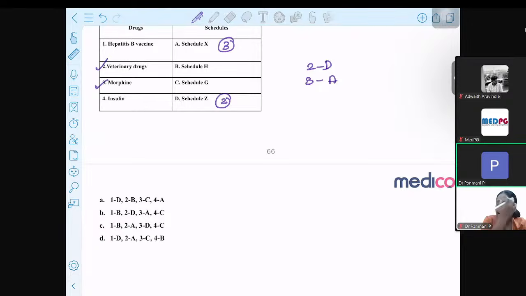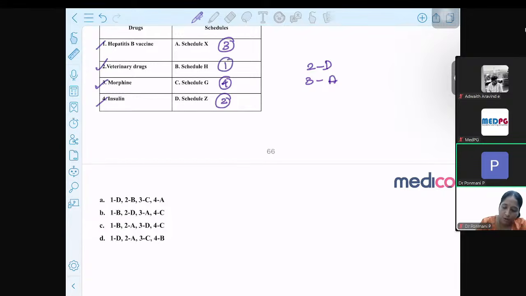Insulin is a highly dangerous drug. It can cause hypoglycemia. So it should be given under medical supervision. Under medical supervision means under the care of a doctor. So it comes under Schedule G, which is good doctor. Okay. And hepatitis B, it should be sold under prescription only. So it comes under Schedule H.